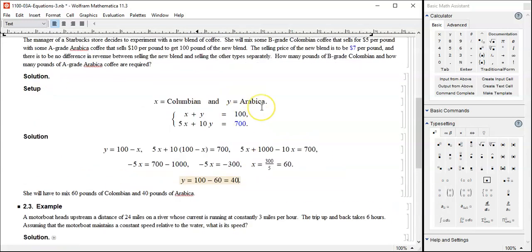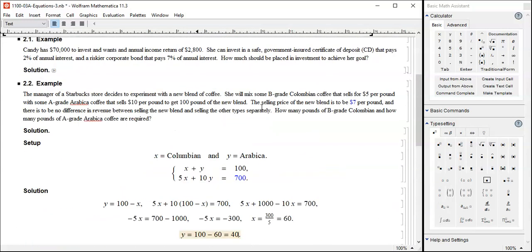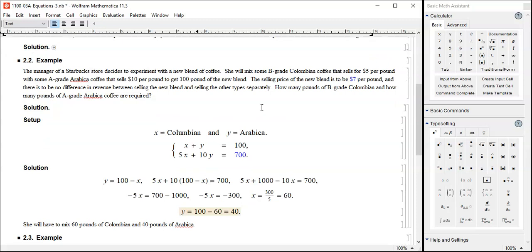Again, let me emphasize. Most of the time, unless the problem is super hard, there's gotta be x plus y somewhere. x plus y equals something. And that'll reduce the problem tremendously.